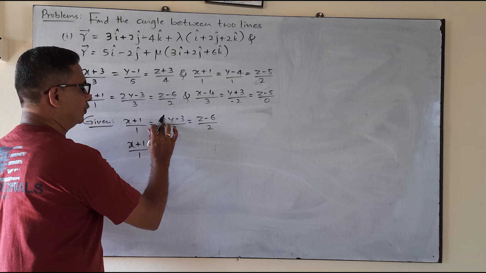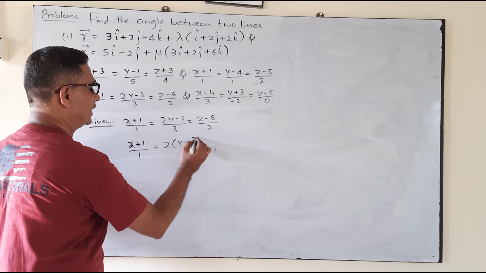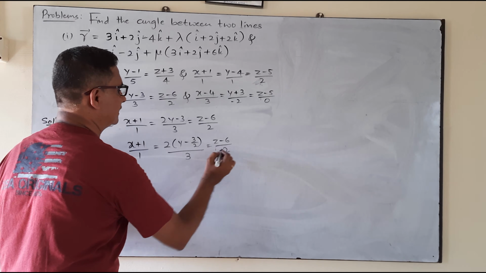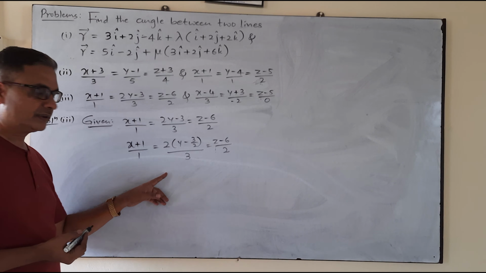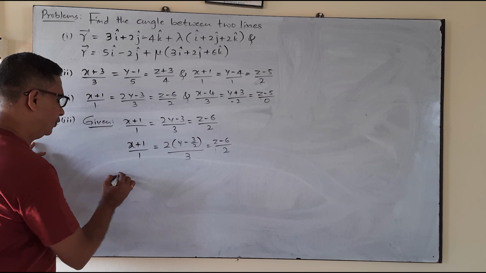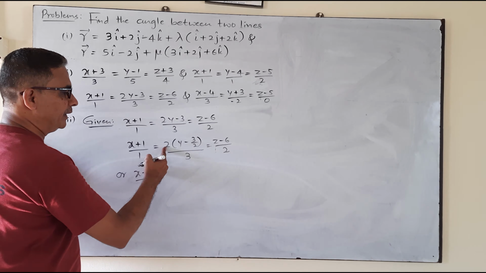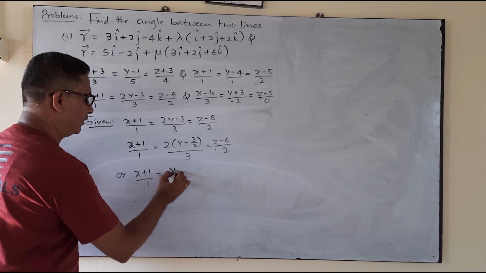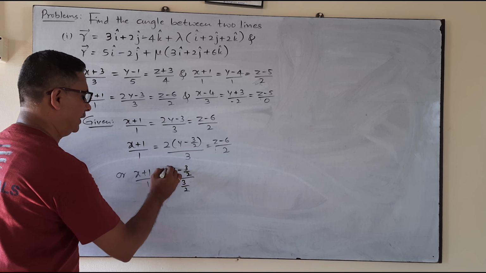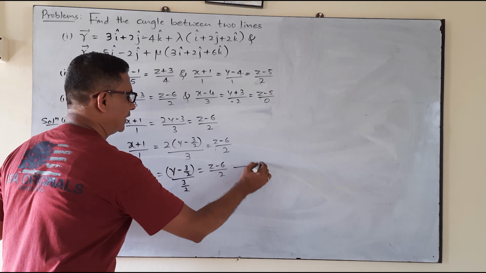Okay, here the coefficient of y is 2. So take 2 common: (y minus 3 by 2) divided by 3 is equal to (z minus 6) divided by 2. Is this converted? No, because the y coefficient is 2. Eliminate 2. How to write? x plus 1 divided by 1. We have to eliminate 2, so divide by 2. What happens? (y minus 3 by 2) divided by 3 by 2 is equal to (z minus 6) divided by 2.